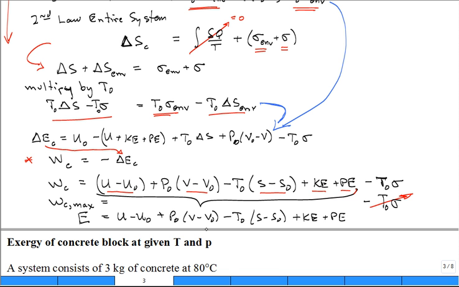So if you want the maximum work out of the system, this needs to be set to 0, doesn't it? No irreversibilities lets us get the maximum work out of that combined system. And then you call this the exergy because it is a new property. It's a long group of terms, but there are the terms.